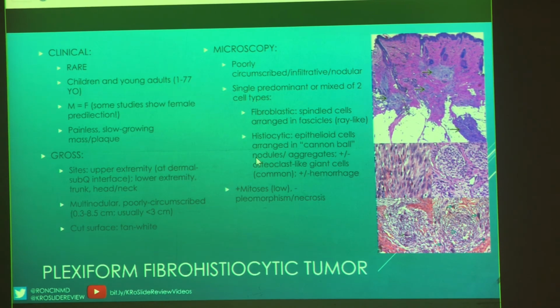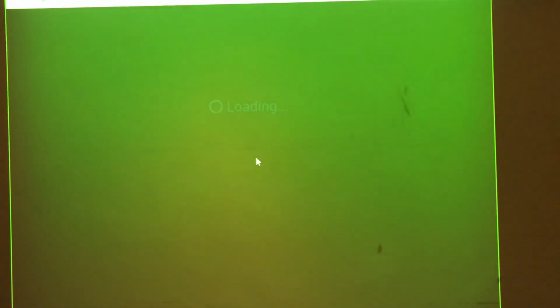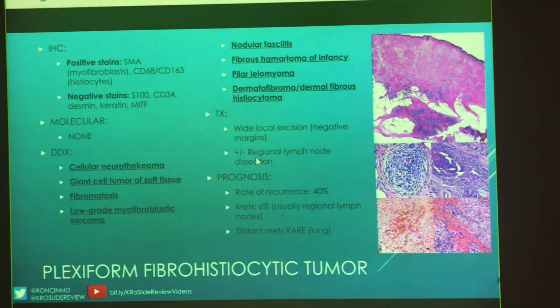So again, I just really tried finding pictures that showed more of that cannonball type appearance as well as the spindled areas. Your positive stains would be SMA, and that's in your myofibroblasts. Your histiocytes would be positive for CD68 and CD163. Negative stains would be S100, MITF, CD34, keratins, and desmin. No molecular findings to know for this lesion.